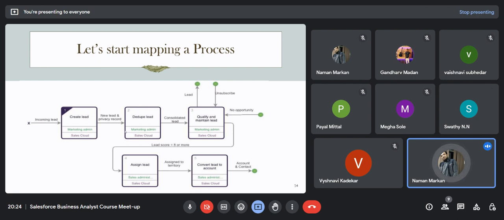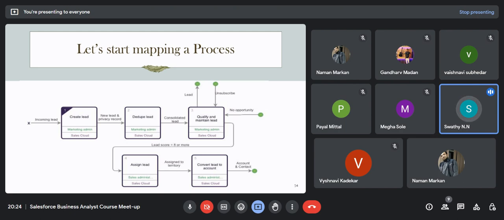This particular diagram is just for the representation part. Can you please explain it? Yes, please. Okay. I didn't understand that part about the privacy record and the dedupe lead. Actually, dedupe and then the consolidated one, the privacy record. Okay, the dedupe one I'm not sure about, I didn't understand that.